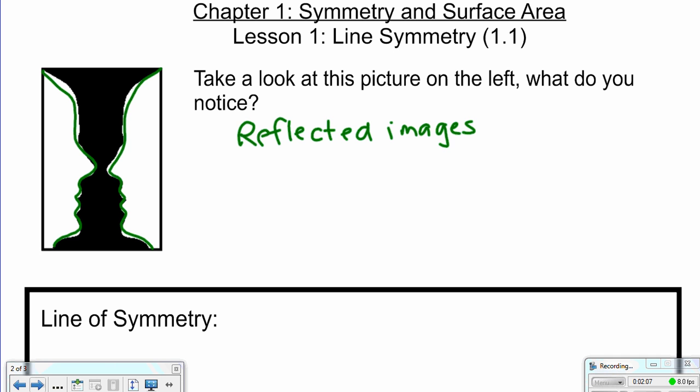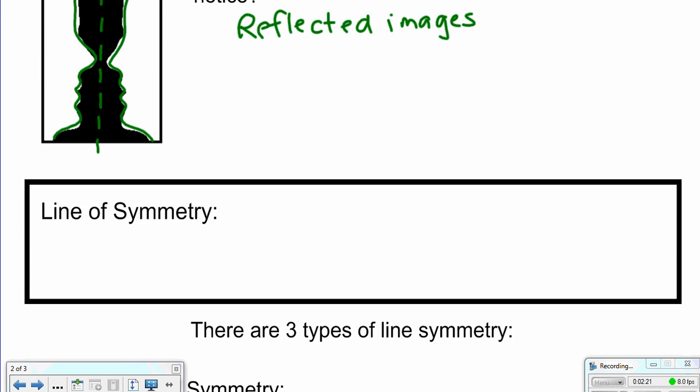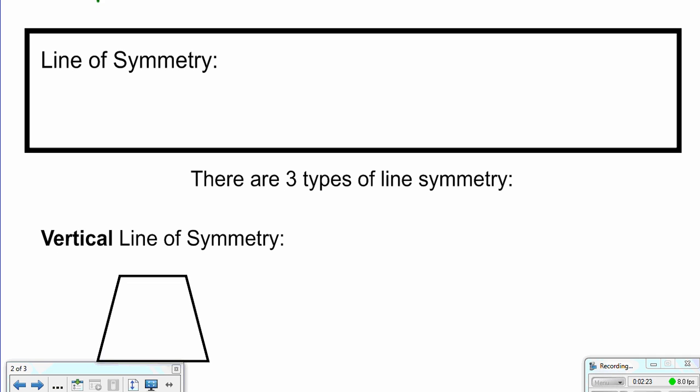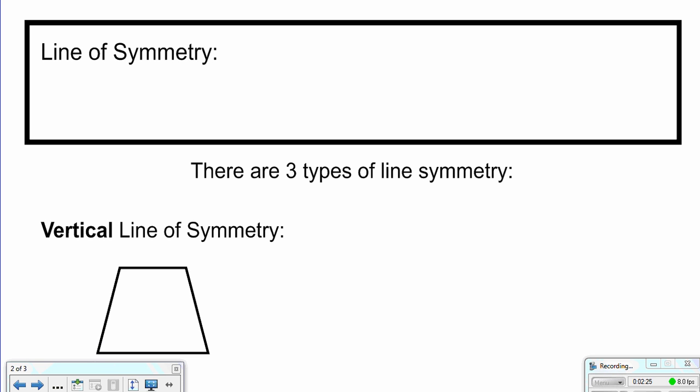And if I had to draw a line of where this reflection or where the mirror was, I would draw it down the middle. So a vertical line. And so we would say that this picture has some vertical line symmetry. So you have another box with a word in it, line of symmetry. I would like you to take a minute and either use your glossary or the internet or whatever and come up for yourself what line symmetry is.